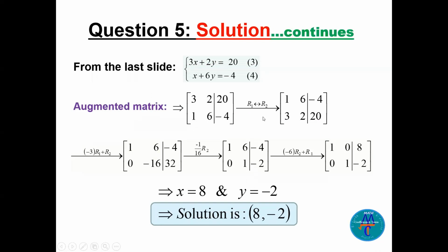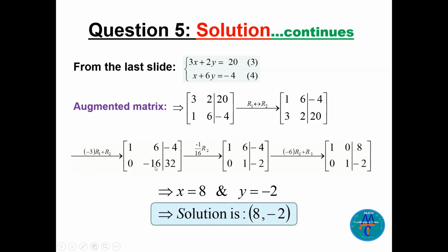Now we have to change this number here, 3, to 0, so I can multiply row 1 by minus 3, the opposite of this, and then I will add. So I will get 0 there, minus 3 times 6, minus 18, and there is a 2 there, so minus 16. Minus 3 times minus 4 is 12, and then you add to 20 is 32.